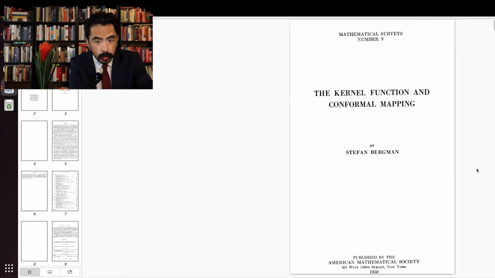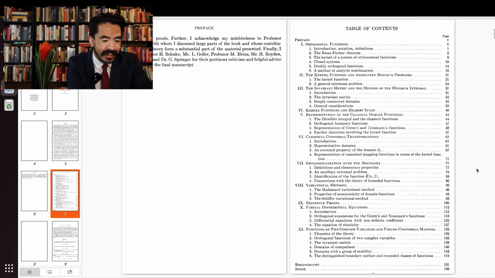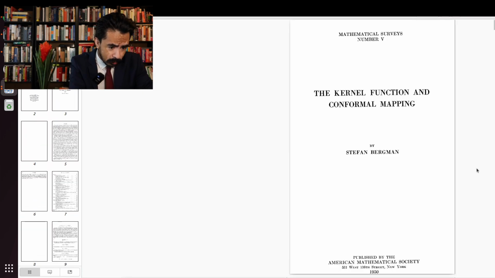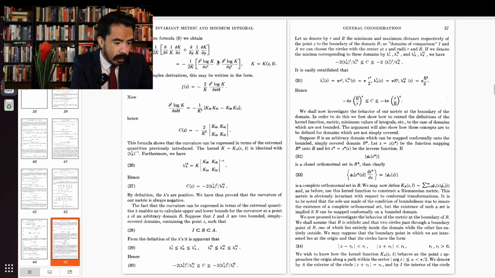We are going to open that up. All right. As we can see here, Kernel Function and Conformal Mapping by Stefan Bergman. And this book is dedicated to the memory of his sisters. It is not dedicated to Erwin Kreyszig. I repeat, this book is not dedicated. Okay. Anyways, I think this is chapter 4 that I'm looking for here, or chapter 3. Okay, 31. And right here.